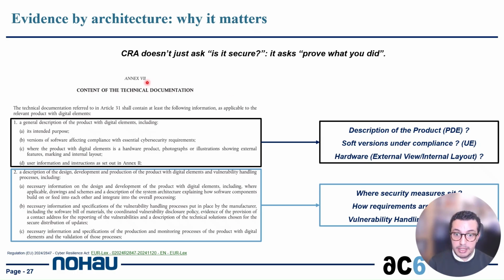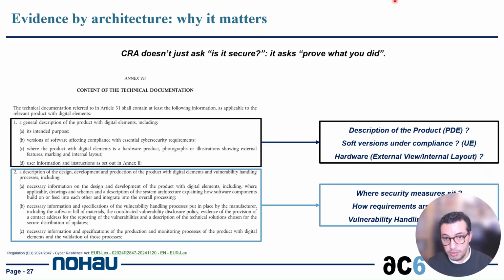So when we move to Annex 7, which defines the content of the technical documentation, the CRA becomes very explicit. Especially for manufacturers, they must provide documentation that explains what the product is, how it is built, how the security measures are implemented, and how vulnerabilities are managed during the product lifecycle. The CRA requires a general description of the product with digital elements that will include a lot of things, for example, the intended purpose, the software version affecting the compliance, etc. I am not going to state all of them, but it is well defined, and we are going to use that in the documentation.